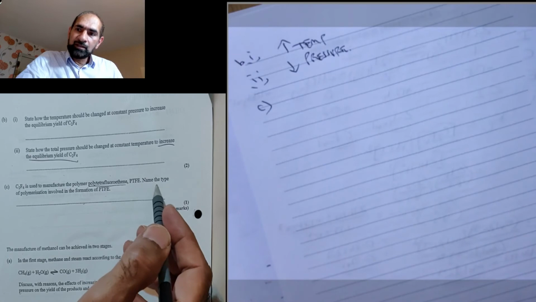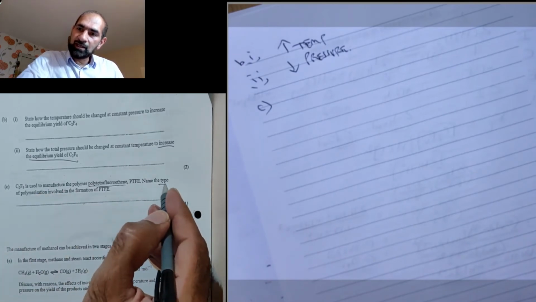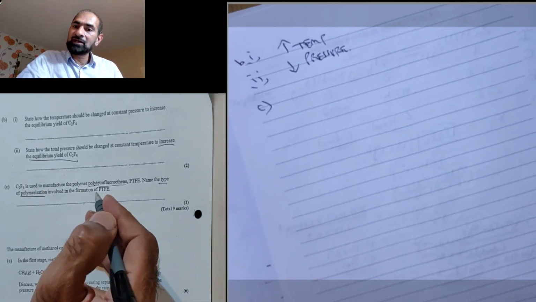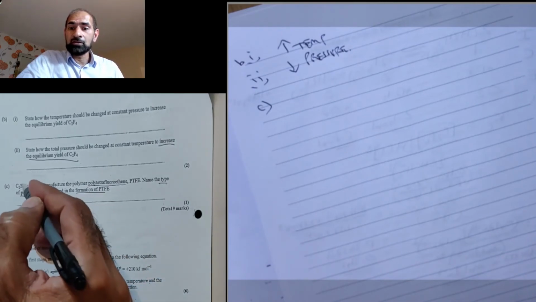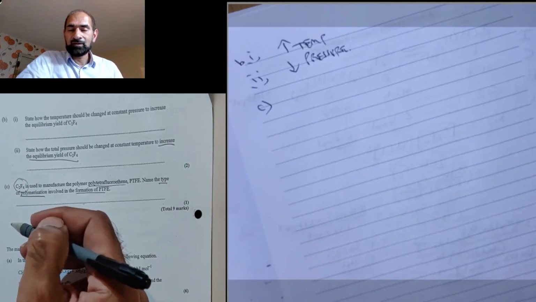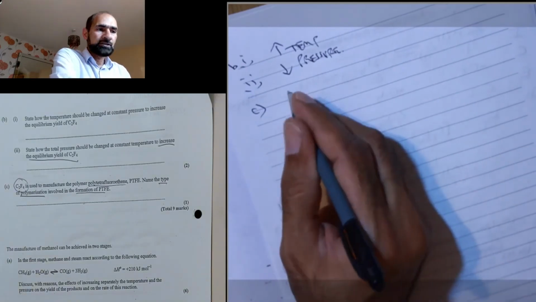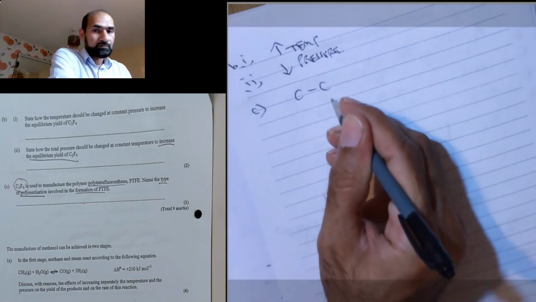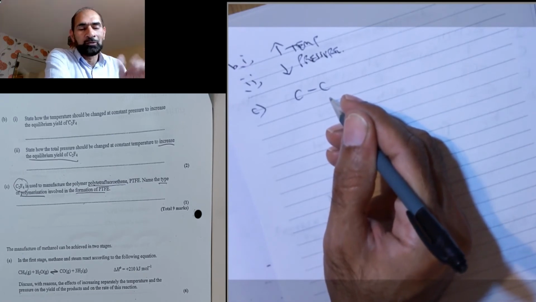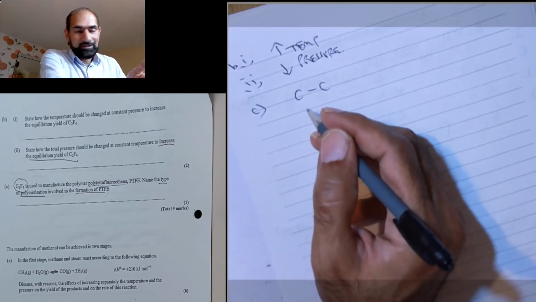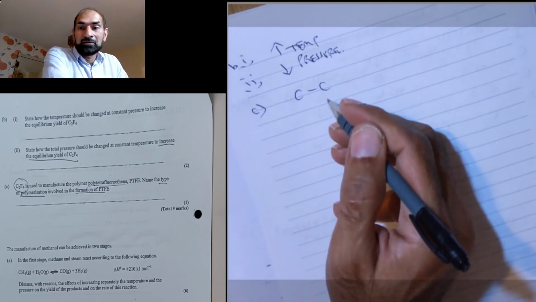Anyway, name the type of polymerization involved in the formation of PTFE. Well, for that, you actually need to know what it looks like. If you don't know, go back to your GCSEs. So I'm going to pretend I don't know. Of course I know. But I'm going to try and draw it, see if I can work it out.